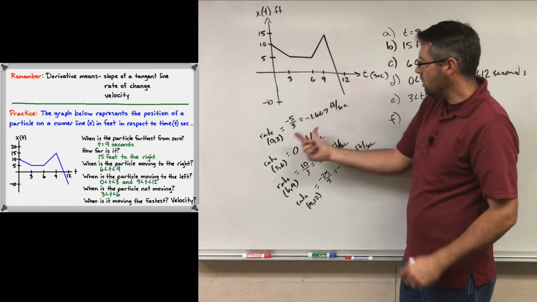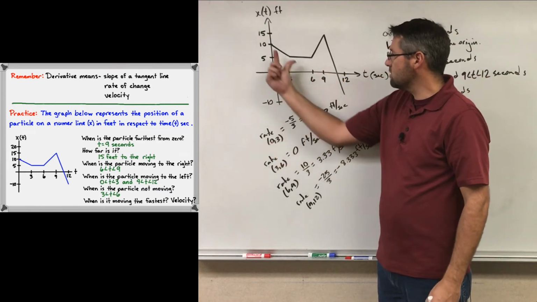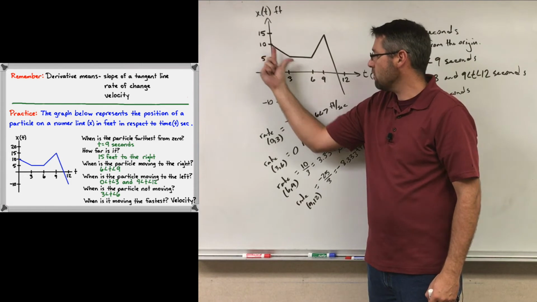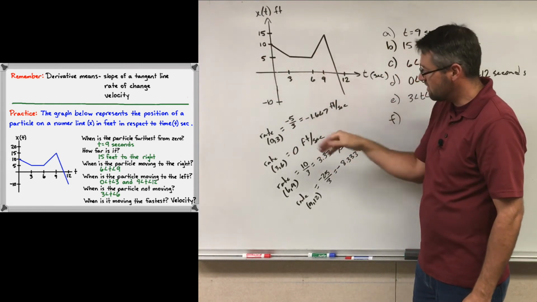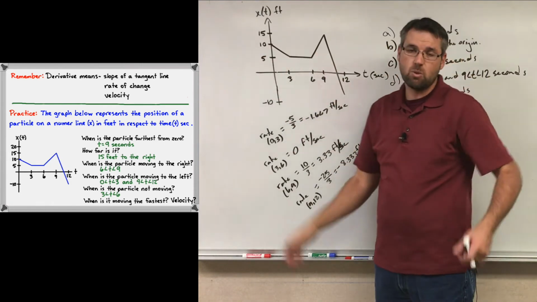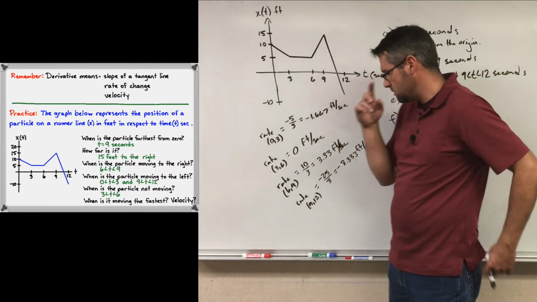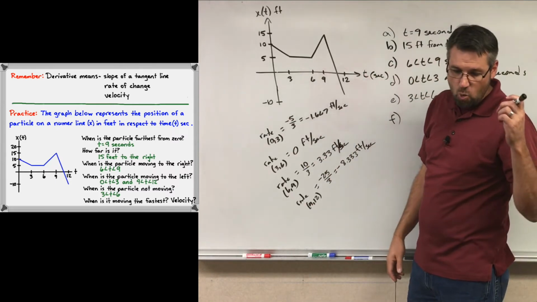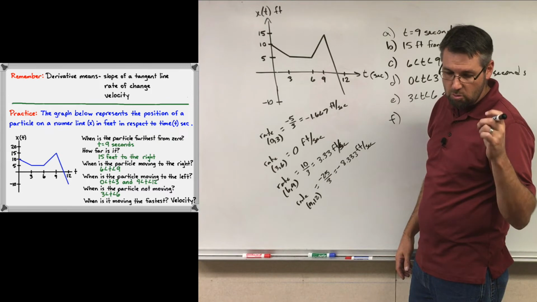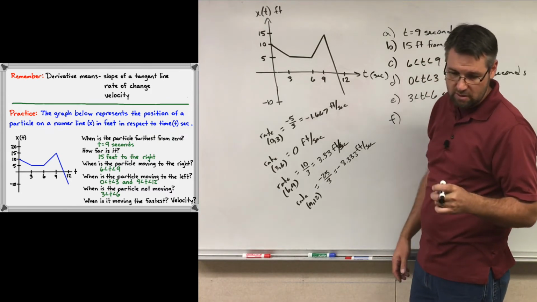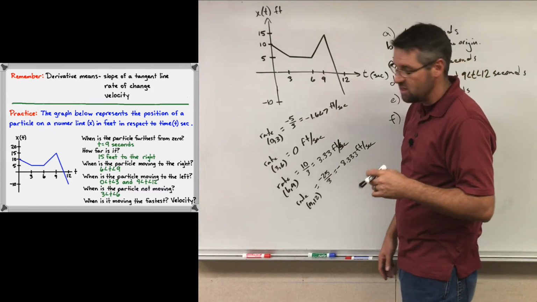Now, because this is linear, the rate throughout this entire interval remains the same. If it was curvy, that rate would be changing, and that's where we would need the derivative, but not in this case, okay? Now the question is, when is the particle moving the fastest, okay? When is the particle moving the fastest?